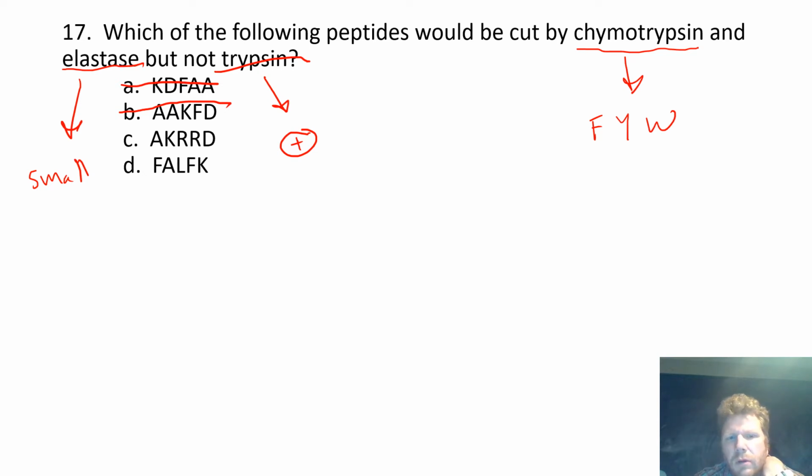Okay, what we have there is a lysine, an arginine, and an arginine. Those are 3 positively charged residues right in a row, so trypsin would cut all of those. Just by process of elimination, looking at where trypsin cuts, we've narrowed it down to FALFK, so answer option D.